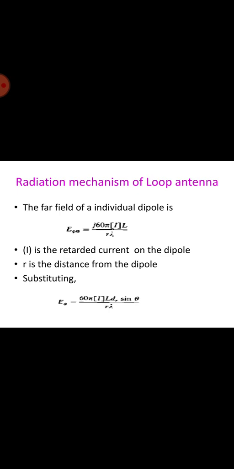Here I is the retarded current on the dipole and R is the distance from the dipole. Substituting this equation into E phi, we get E phi equal to 60 pi dl sin theta L into dr sin theta divided by R lambda.